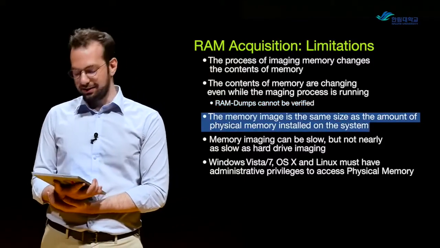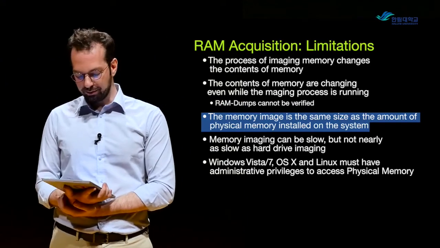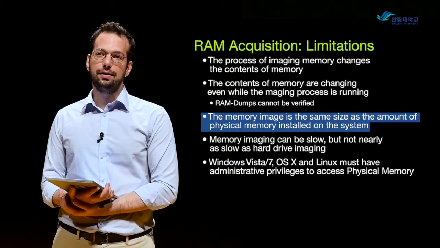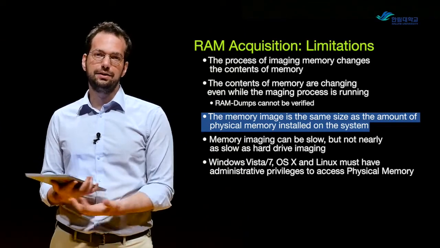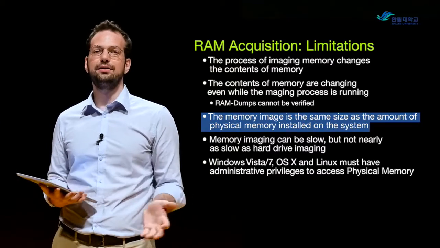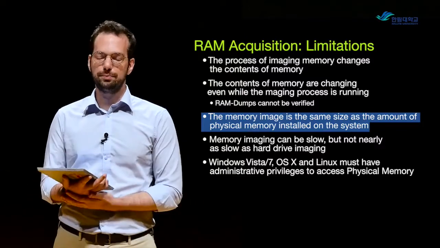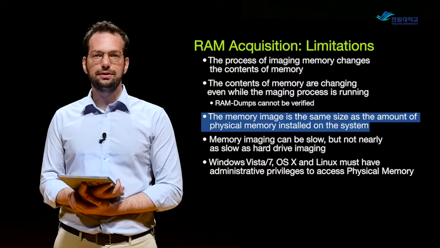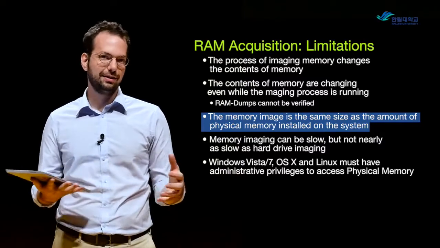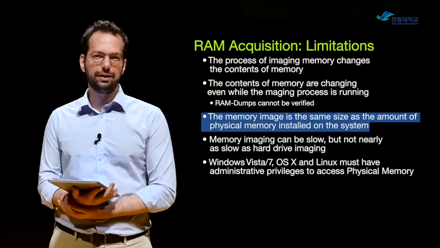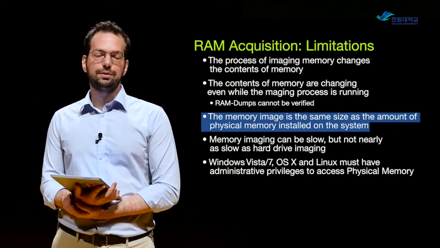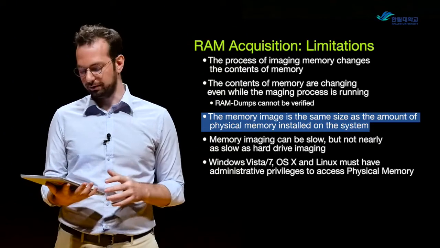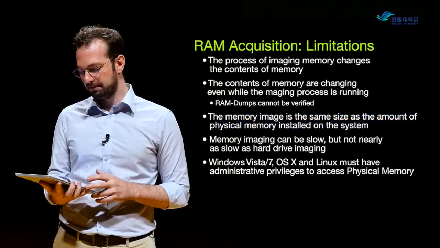The memory image is the same size as the original amount of physical memory installed on the system. We normally don't image RAM in some sort of compressed format, though we can compress it later if we need to save space. Now, unless you're dealing with servers, most likely desktops are only going to have about 16 gig, maybe 20 gig of RAM in them. Server systems will have a lot more, so we approach servers and corporations a little bit differently. We'll talk about that as well.